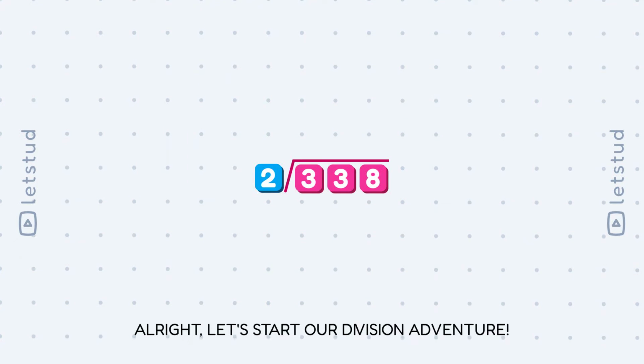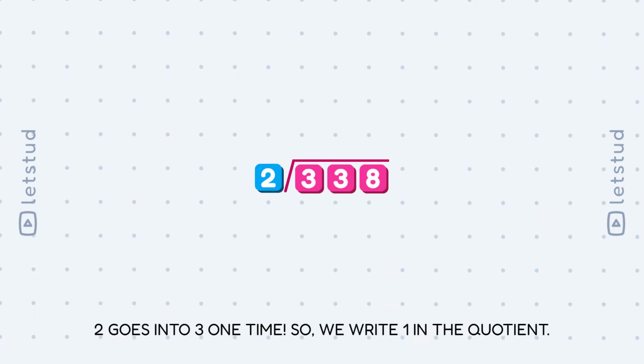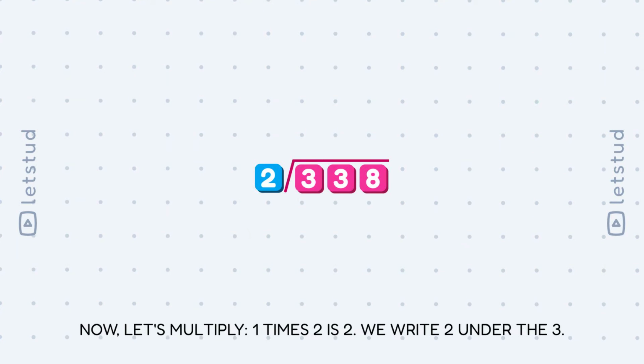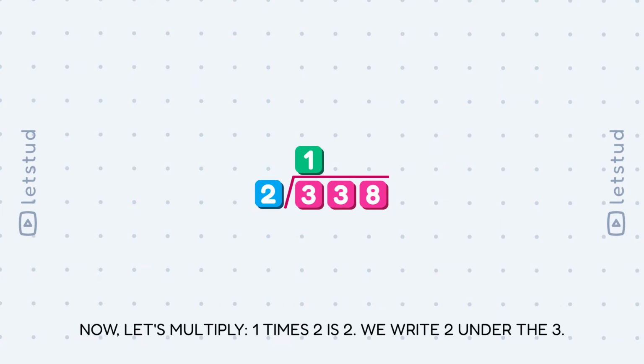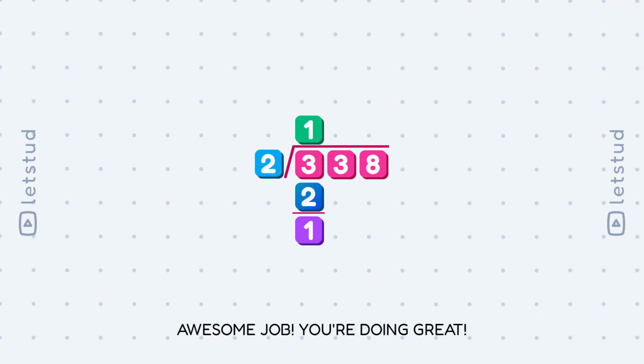Alright, let's start our division adventure. We look at the first digit of 338, which is 3. We need to see how many times 2 fits into 3. 2 goes into 3 one time, so we write 1 in the quotient. Now let's multiply. 1 times 2 is 2. We write 2 under the 3. Time to subtract. 3 minus 2 equals 1. That's our remainder for this step. Awesome job, you're doing great.